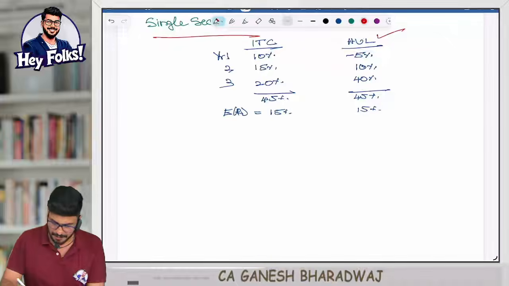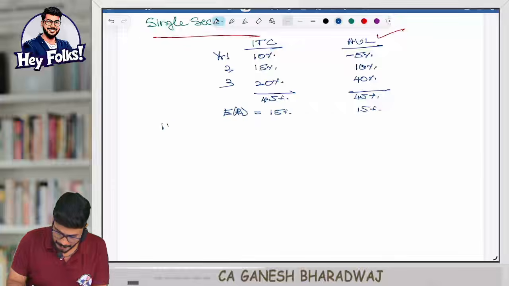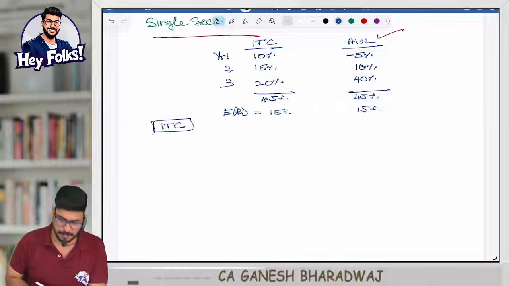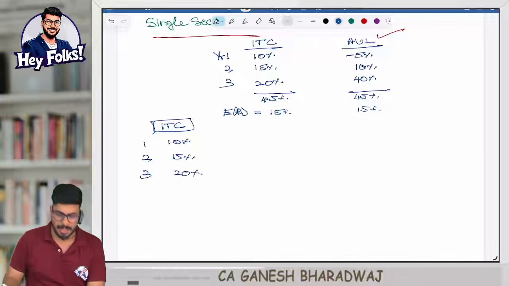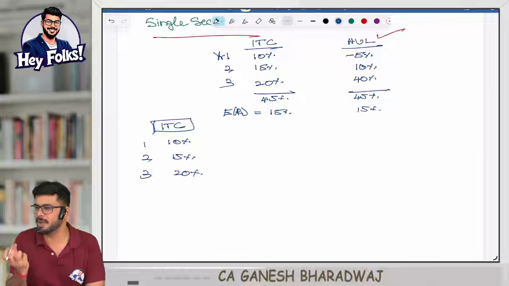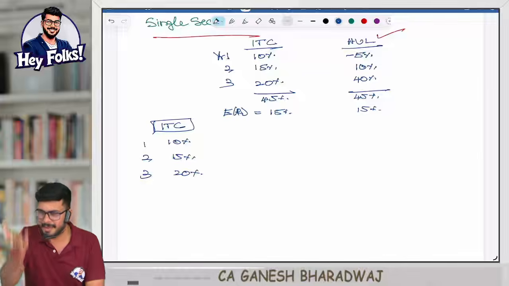Now, guys, first we will compute for this company ITC. Yes, we have 3-year data. What is it? 10%, 15%, and 20%. Now, what is the expected return? Can I call this expected return the arithmetic mean? It is nothing but the average, simple average.